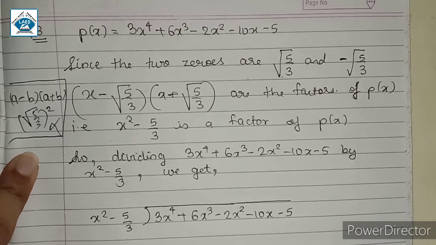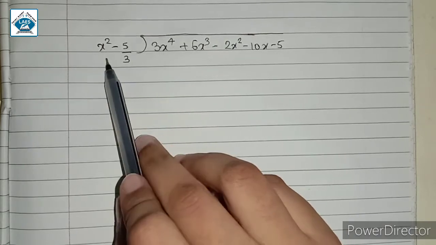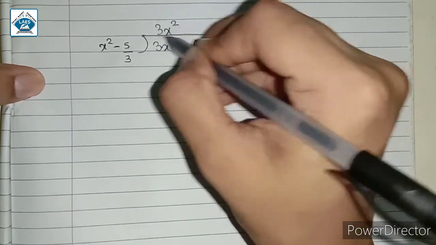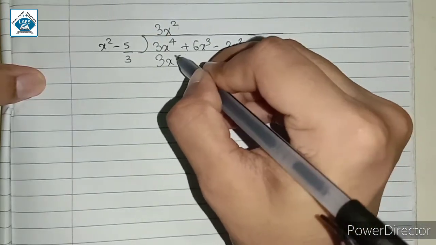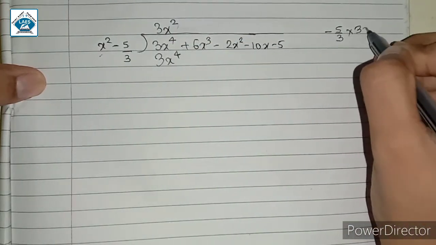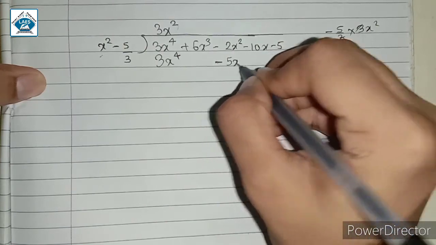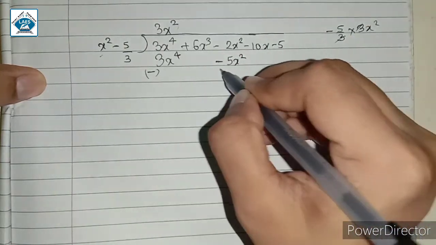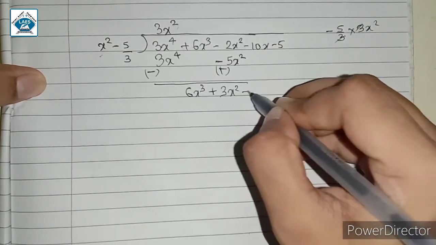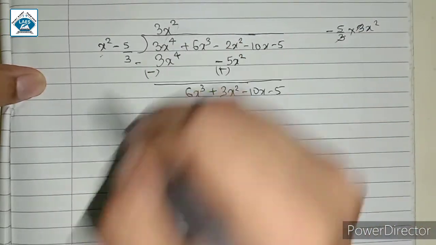So let us now proceed with the division. For finding the first term of the quotient, we will divide the first term of the dividend by the first term of the divisor. That means 3x to the power 4 divided by x square. Then we have 3x square. Again multiplying this with the terms of the divisor, we have 3x to the power 4. And when we multiply minus 5 by 3 with 3x square, 3 and 3 will get cancelled, and we have minus 5x square. Again on subtracting, the sign changes. We have 6x cube plus 3x square minus 10x minus 5. Okay, this will be 3x square and this gets cancelled on subtracting.